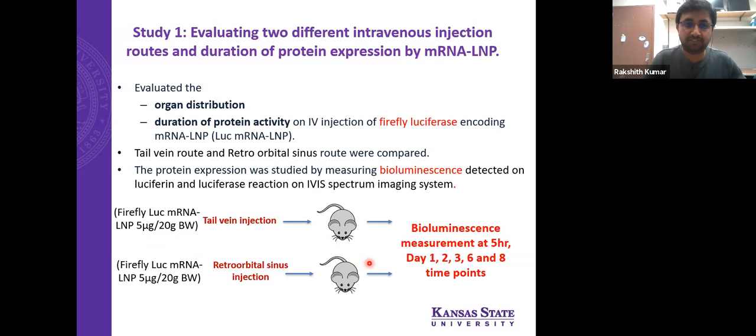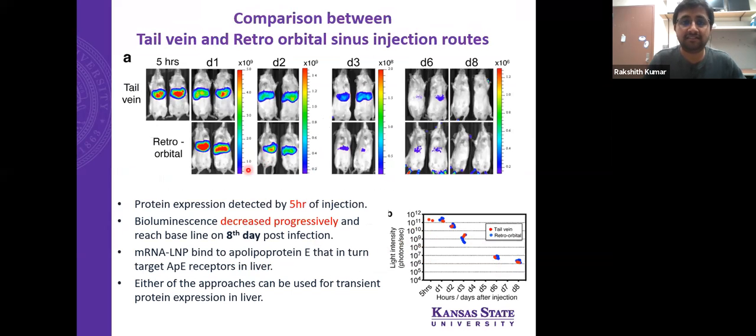So there will be a production of bioluminescence once the luciferin and luciferase both get reacted. And the bioluminescence is measured at the 5-hour time point, day 1, day 2, day 3, day 6, and day 8 time points. And these are the results.